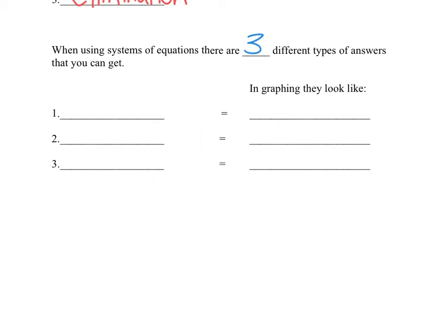You can get a one solution answer. Okay, and if we're graphing it, that's just going to look like a coordinate point. So a coordinate point is just x comma y.